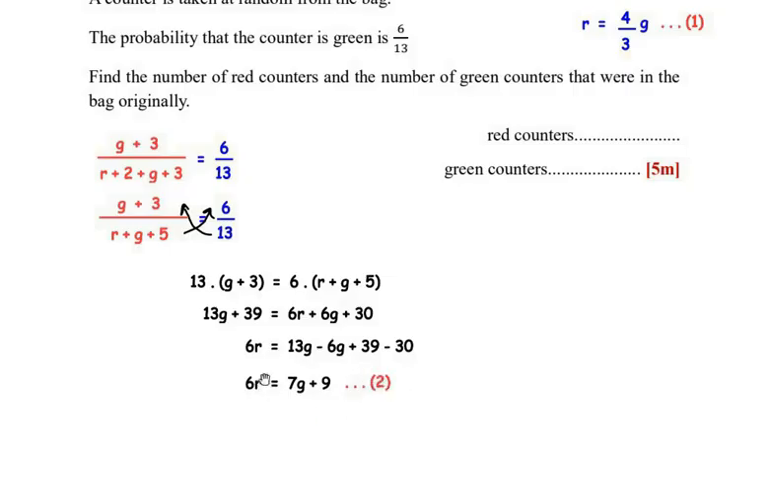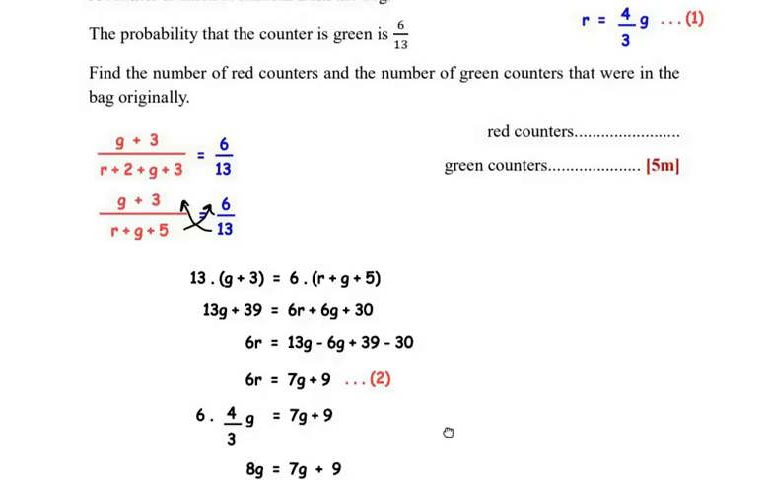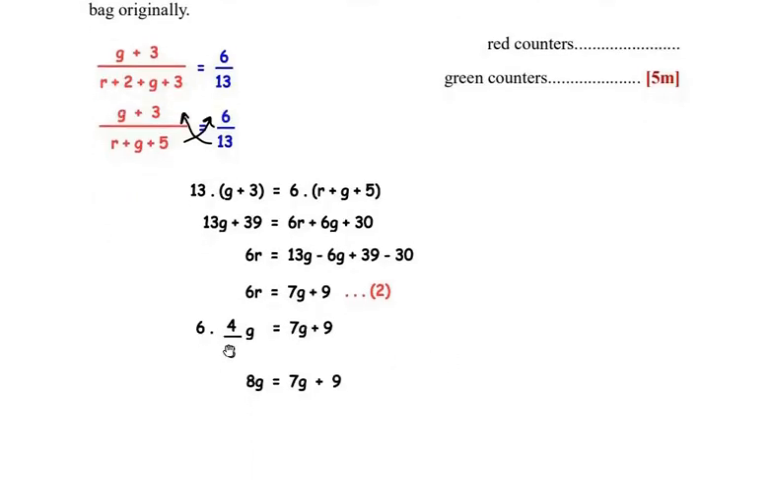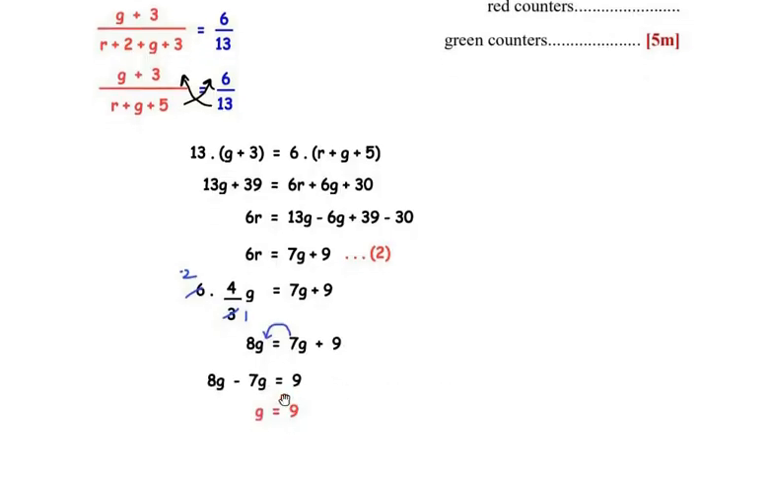Now we are going to plug in the value of r from equation 1, which we have got, that is 4/3 times g, giving us 6 times 4/3 times g is equal to 7g plus 9. Now here 3 divides 6, that is 3 1 times is 3 and 3 2 times is 6 and 2 times 4 is 8. So we get 8g is equal to 7g plus 9. Now let us take 7g on the left hand side, giving us 8g minus 7g is equal to 9 and 8 minus 7 is 1. So we get the number of green counters in the bag, that is g is equal to 9.